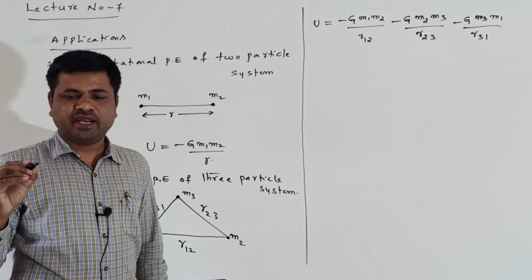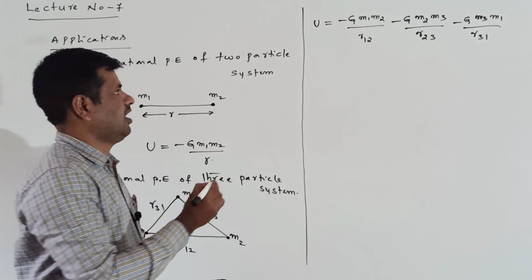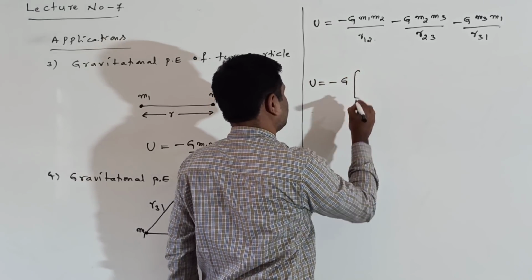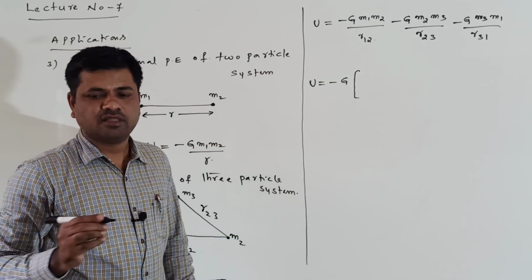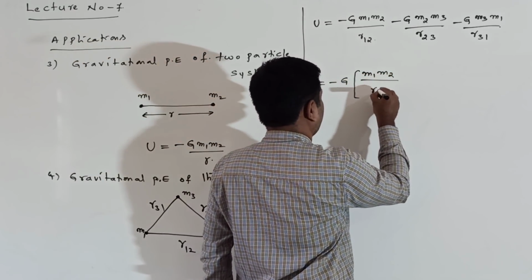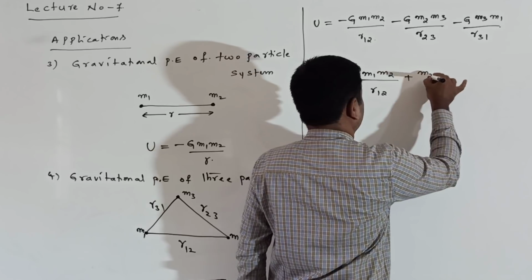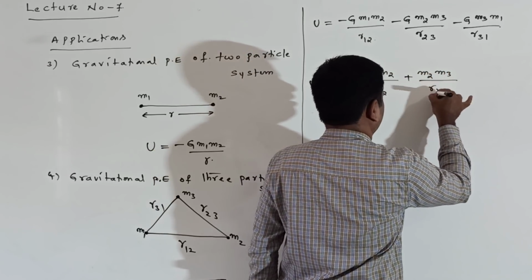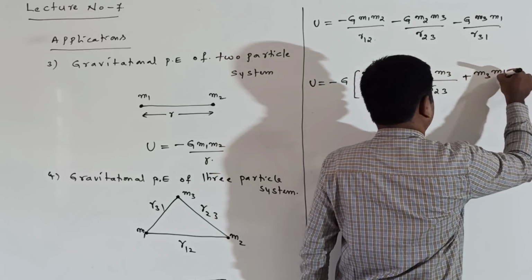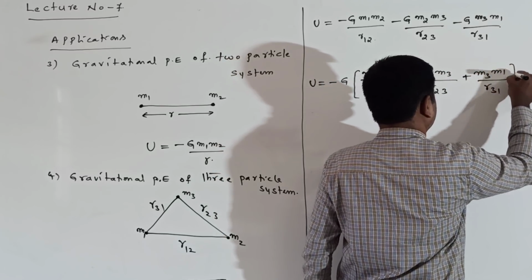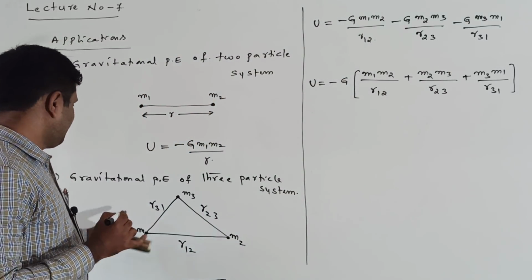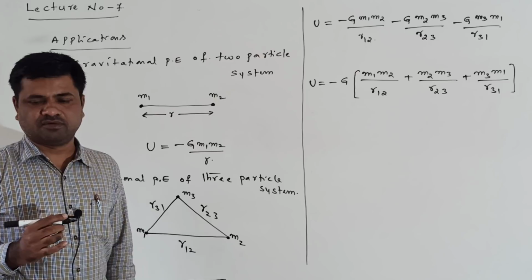Now we are writing the gravitational potential energy formula. Now I am changing here: U equals minus G, taking the common. The remaining I am writing as m1 m2 by r12, plus m2 m3 by r23, plus m3 m1 by r31. Right, this is the gravitational potential energy of three particle system.